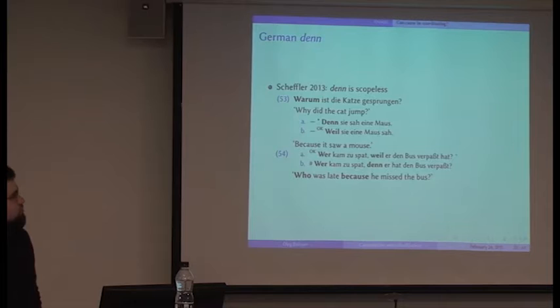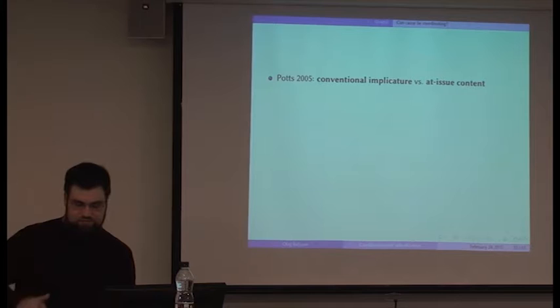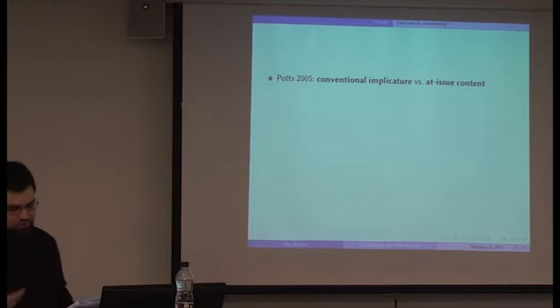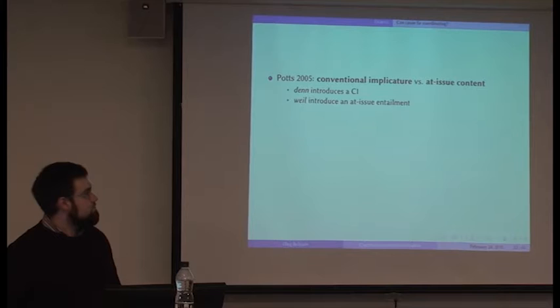And her solution is to use Chris Potts' distinction between conventional implicature and at-issue content. So we have certain kinds of information in the clause which is at issue, meaning that it is part of the truth conditions, which can be negated, which can be asserted. And there is an additional level of information which is not directly asserted, which is only implied, which is cancelable. And this is conventional implicature. And denn introduces a conventional implicature, whereas weil introduces an at-issue entailment. That's the difference between the two conjunctions.